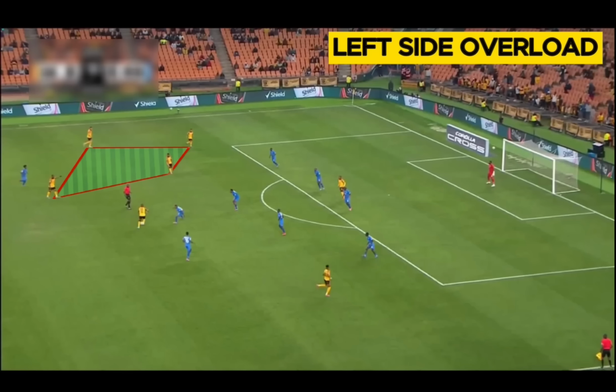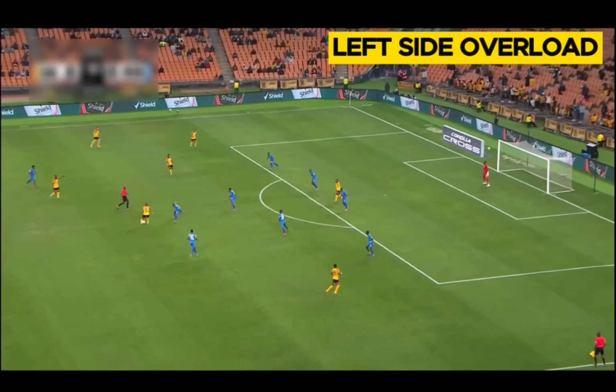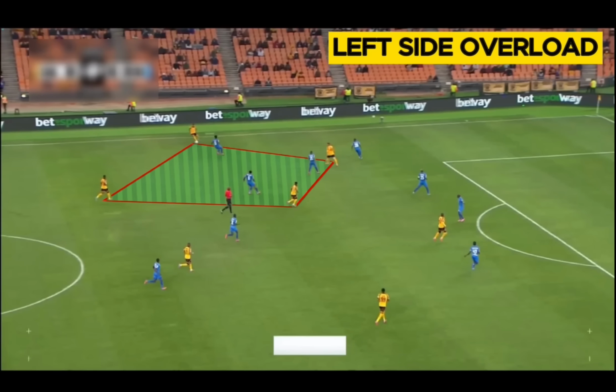Well, it's a numerical advantage. It's a numerical overload, but it's also quality overload because you've added a good player. So you're overloading a side with quality, but you're also overloading the side with numbers. And also, as I said, Thabo Cele joining in is not really a bad idea at times. And you can see this is happening.